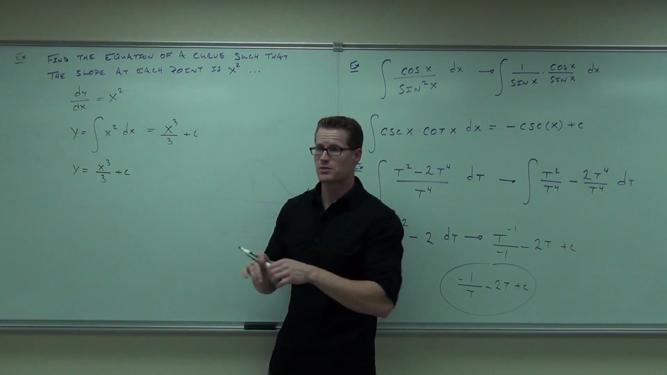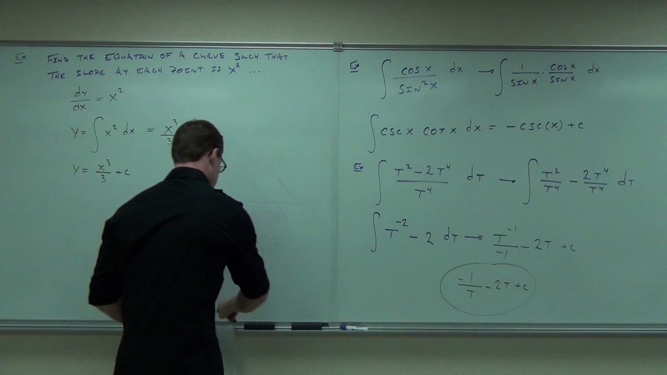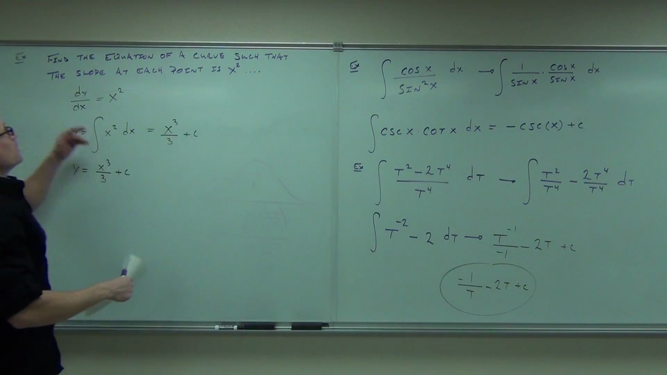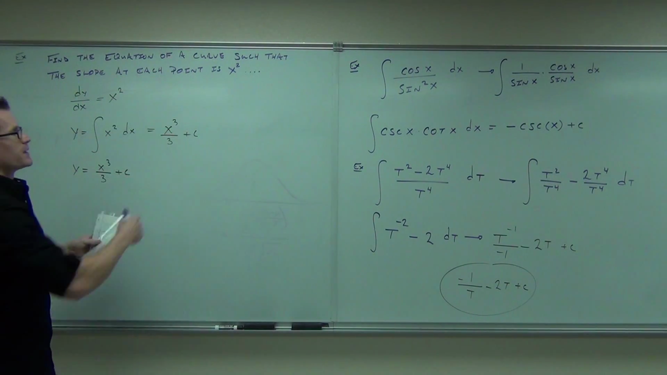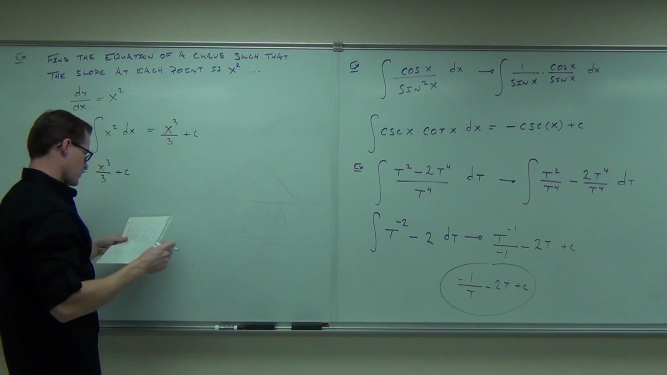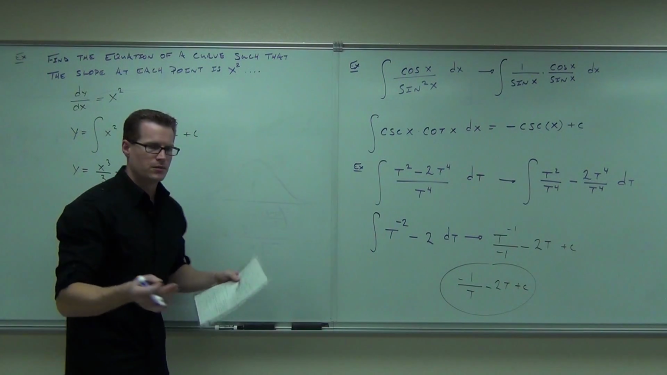But if I change the problem just slightly, here's what I'm going to add on to it. Let's find the equation of the curve such that the slope at each point is x squared, and that's why I add the dot, dot, dot, given that it passes through the point (2, 1).